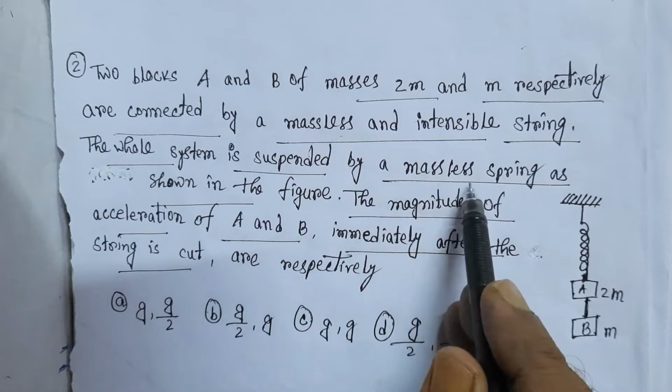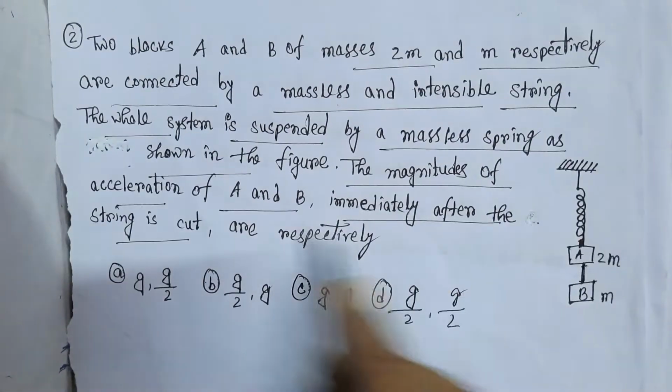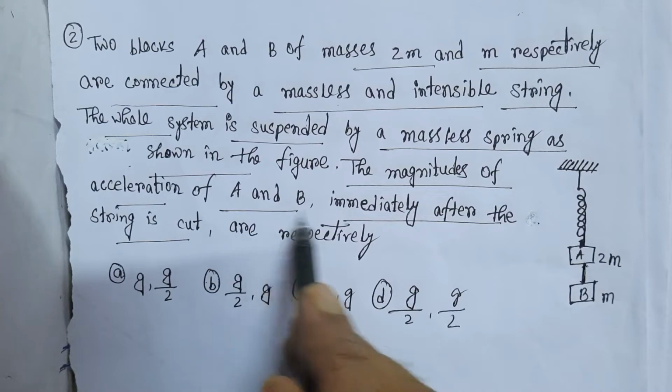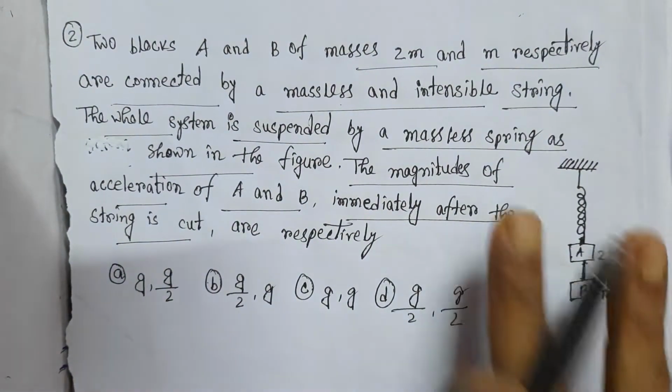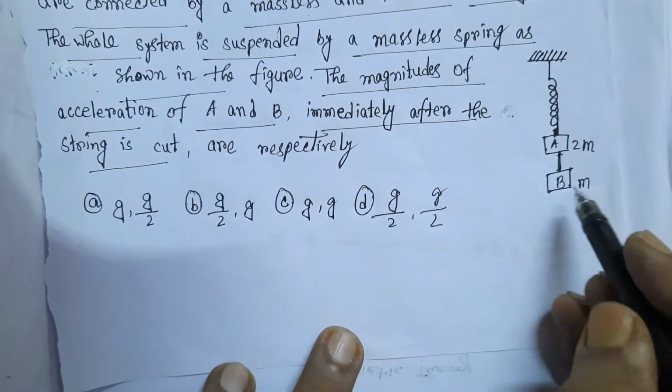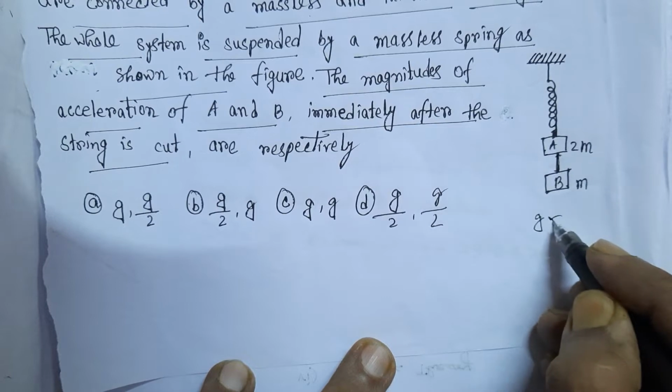The whole system is suspended from a massless spring. Here is the spring in the upward portion. The magnitude of acceleration of A and B immediately after the string is cut. When the string is cut, the mass B will be free. So its acceleration is acceleration due to gravity.